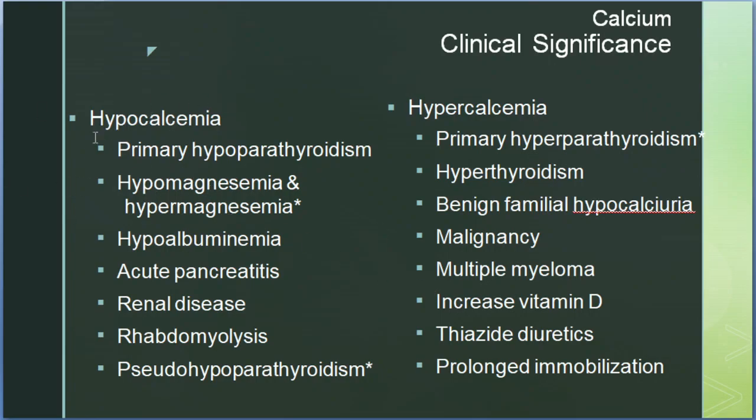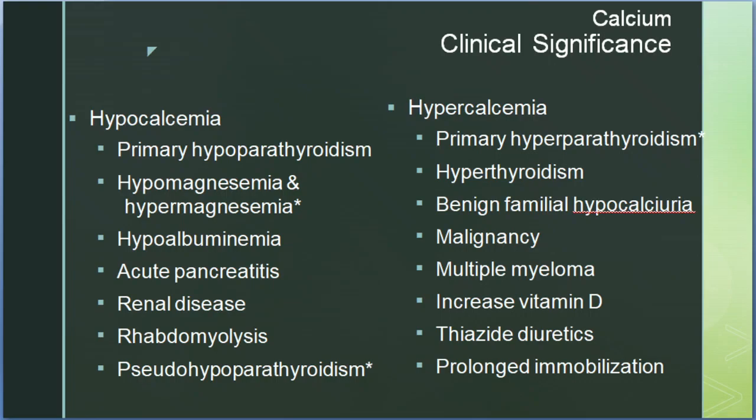There could also be hypomagnesemia or hypermagnesemia, hypoalbuminemia, and other diseases. But I want you to take note about this hypomagnesemia and hypermagnesemia. So kahit mababa or sobrang dami ng ating magnesium, it can still lead to hypocalcemia. How is that, Doc? How is that even possible, Doc? Once you have chronic hypomagnesemia, it has become recognized as a frequent cause of hypocalcemia.